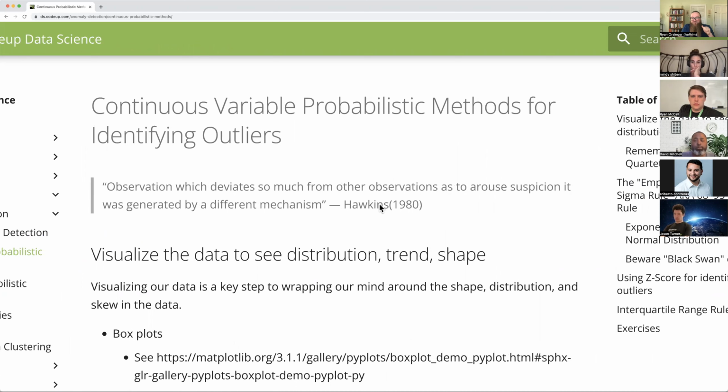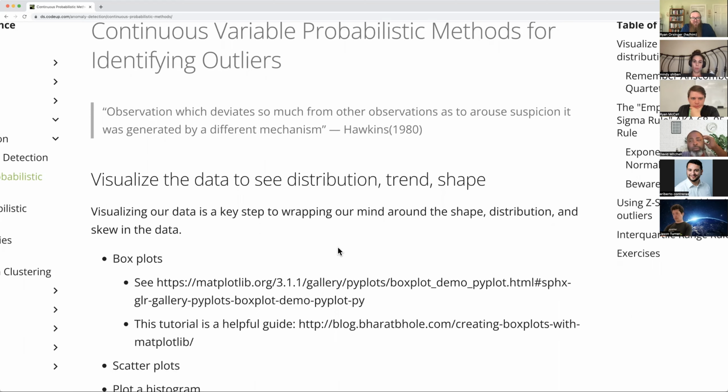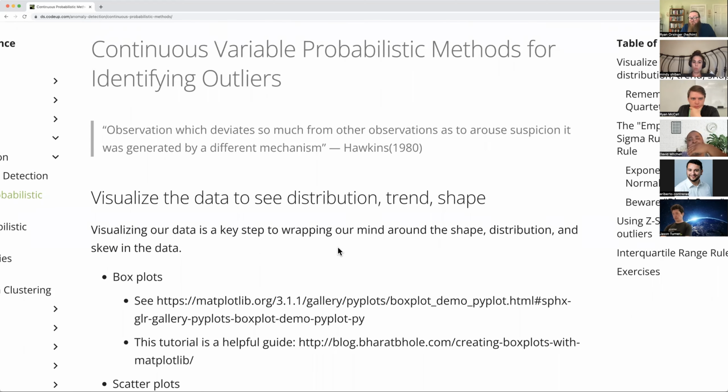I love this quote from Hawkins in 1980. "Observation which deviates so much from other observations as to arouse suspicion it was generated by a different mechanism." It's an interesting definition of an outlier. It's just so dang different than everything else that maybe it was generated in a different way. So mentioning that we have some reminders in this lesson rather than brand new stuff.